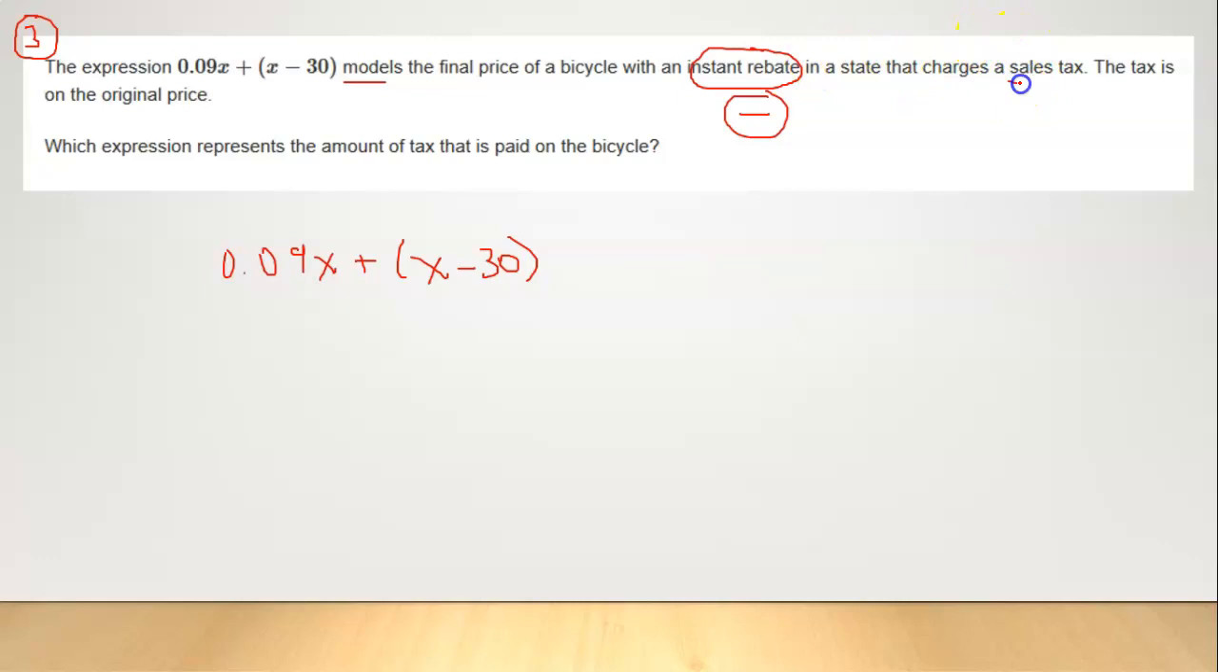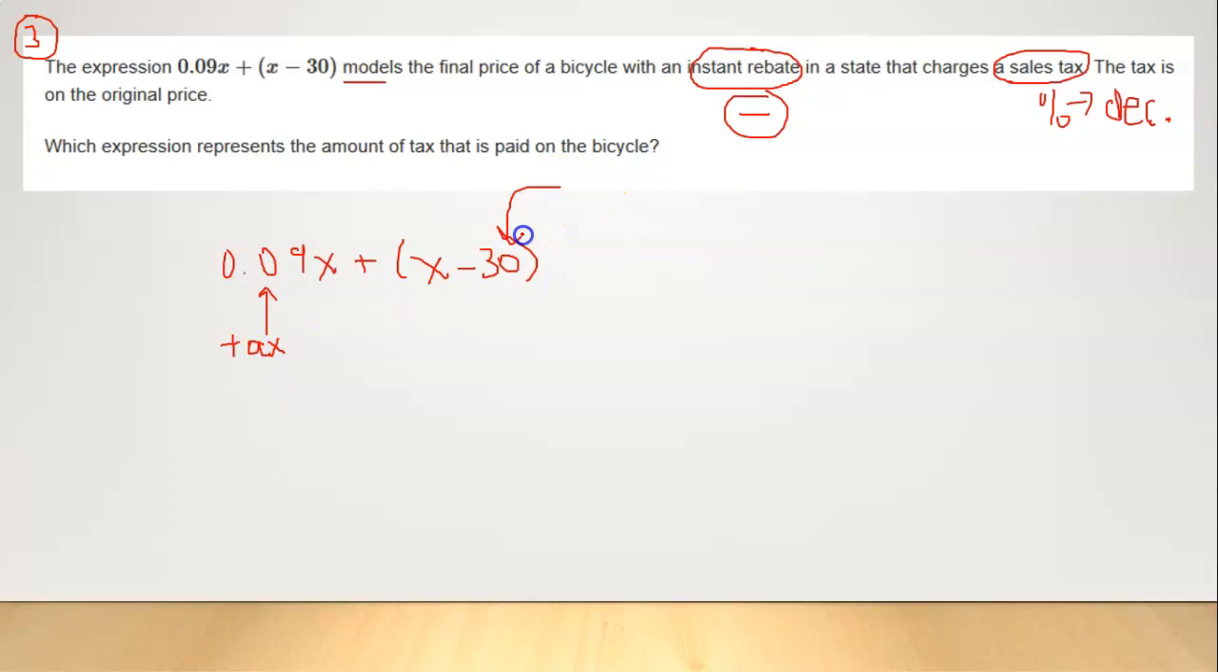And there is sales tax. So remember, tax is always written as a percent that we have converted to a decimal, or the problem has converted to a decimal for us. So I would go straight to the decimal, and here it is. There's the decimal, so we know that's the tax.